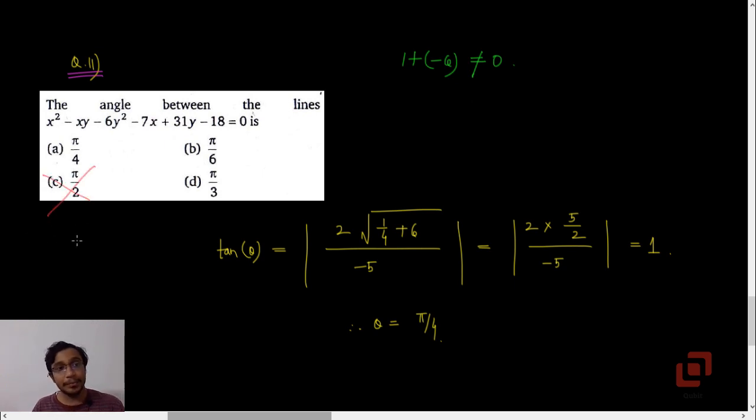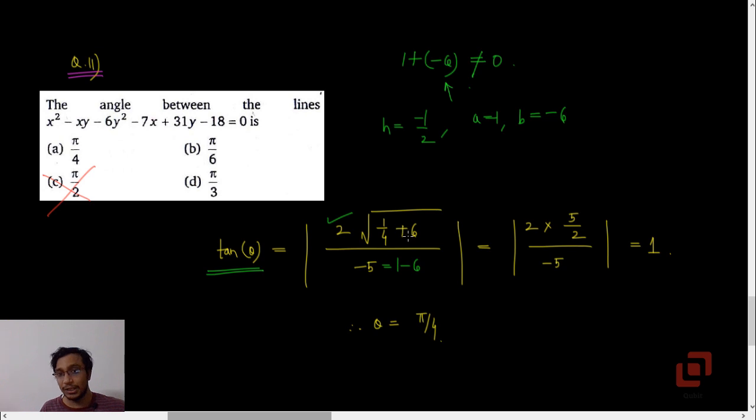Then you recall the fact that to determine the angle between the lines whose joint equation is not the homogeneous equation of second degree in x and y, we can still use the same formula that we use for the homogeneous one. That is tan theta equal to 2 root h squared minus ab upon a plus b. Now here h is minus 1 upon 2, a is equal to 1 and b is equal to negative 6 as we already observed. So the denominator will be a plus b or minus 5.